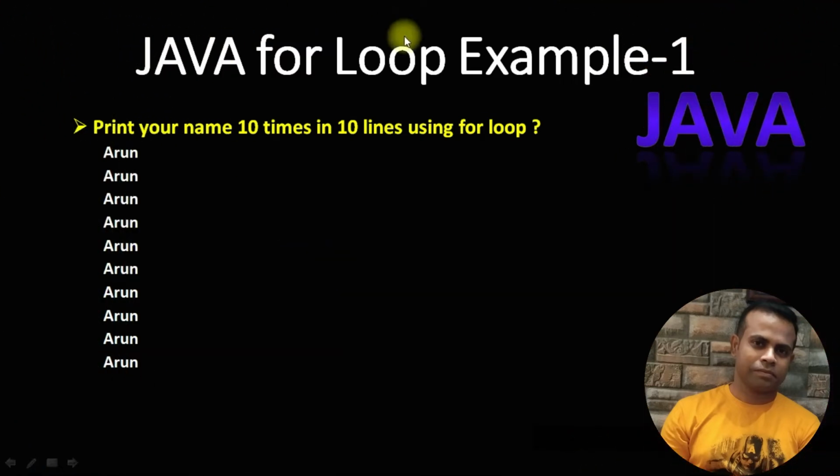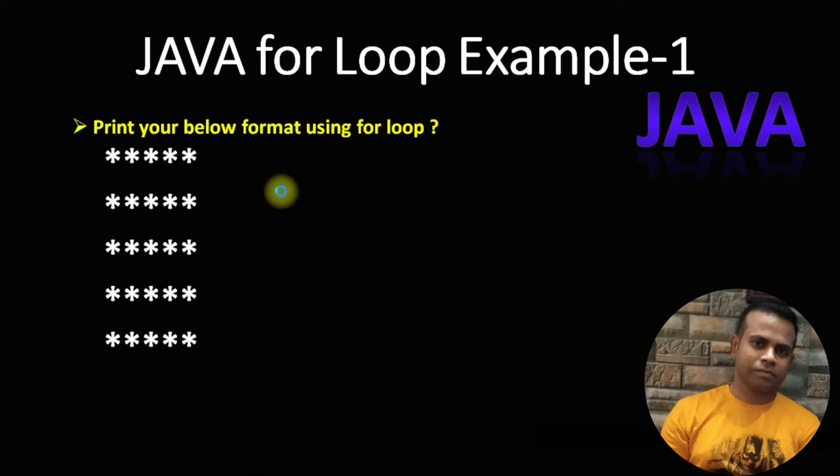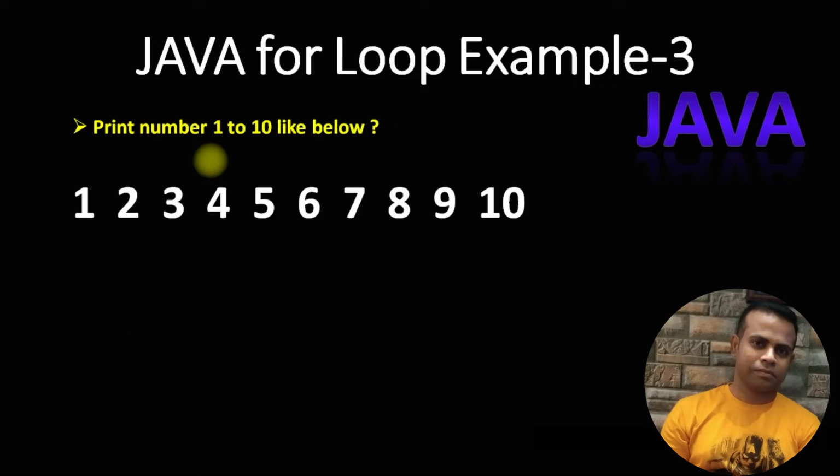We have already learned the for loop in Java, and we have already learned how to print a string value like your name multiple times, like 10 times, 100 times, 1000 times. We also learned how to print a format like star star star star 5 times, 10 times, or 100 times, right? Now today we will learn how to print numbers like 1 2 3 4 5 6 7 8 9 10, or maybe 1 to 100, or maybe 1 to 1000. So today our aim is to print the numbers 1 to 10 in this format.